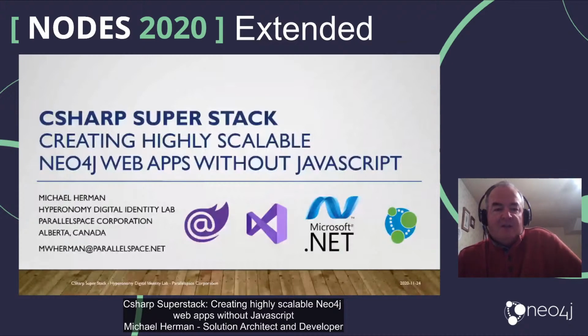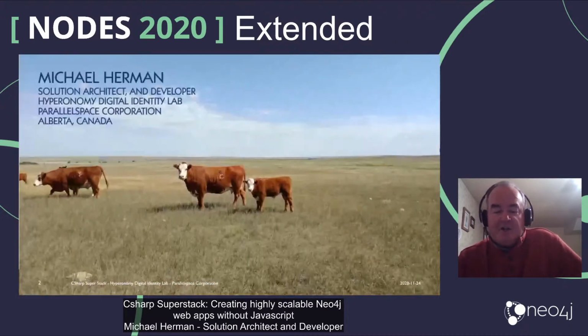So I'm a solution architect and developer. I live in Alberta, Canada, about 3 hours east of Calgary. I live on a ranch. These actually are my cows and calves from last year. That's what it looks like out here, except we have about 2 feet of snow right now, and it's -11 Celsius this morning.